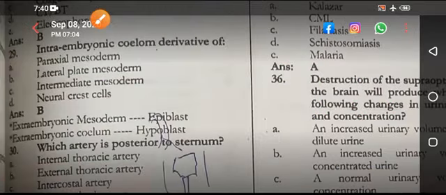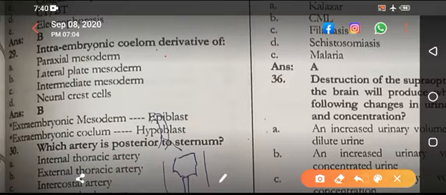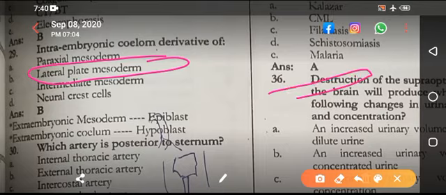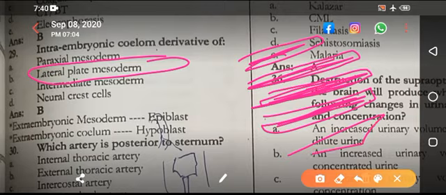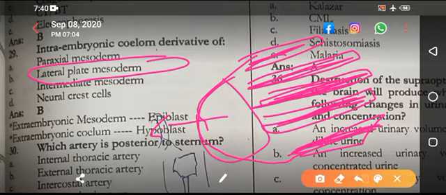Intraembryonic coelom is a derivative of the lateral plate mesoderm. So you are having the axial mesoderm, you are having the intermediate mesoderm bilaterally, and you are having the lateral plate mesoderm. So what happens? These lateral plate mesoderm join together and form the intraembryonic coelom. This is the intraembryonic coelom, and this gave rise to the pericardial cavity, to the pleural cavity, and the peritoneal cavity.